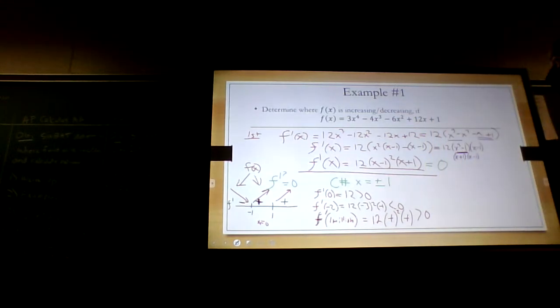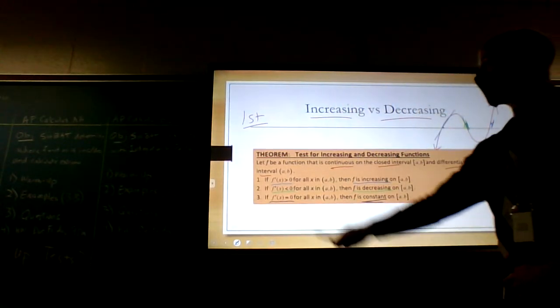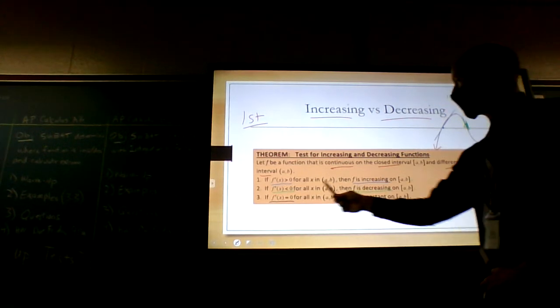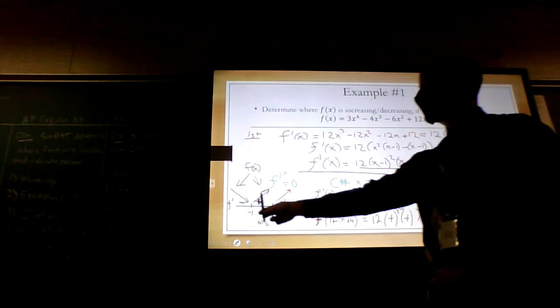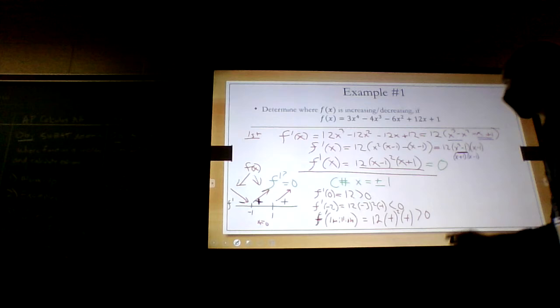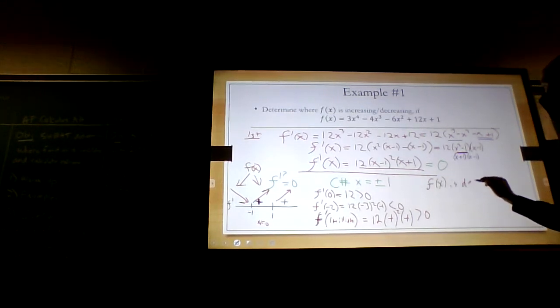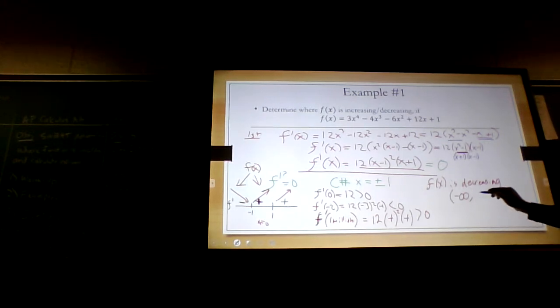So now we can go ahead and answer our question. In fact, let me go back here real quickly and go back to the theorem. The theorem says if f prime is greater than 0, it's increasing. If f prime is less than 0, it's decreasing. So in this particular case, we have decreasing, increasing, increasing. So I'm going to say that f of x is decreasing. Decreasing from, where does it start? Well, -infinity up to what? I think -1, and I'm going to make that closed bracket.